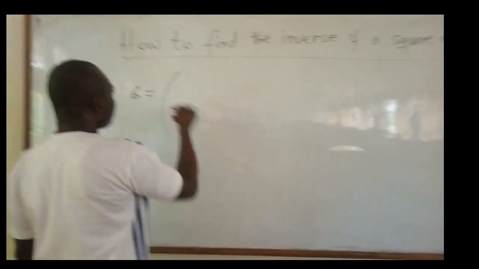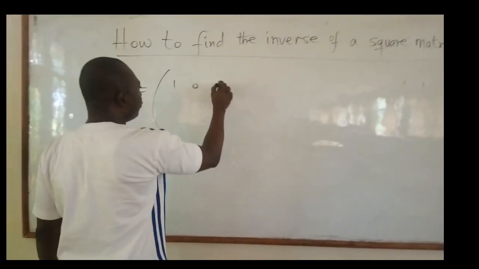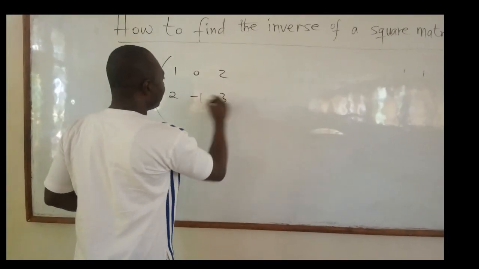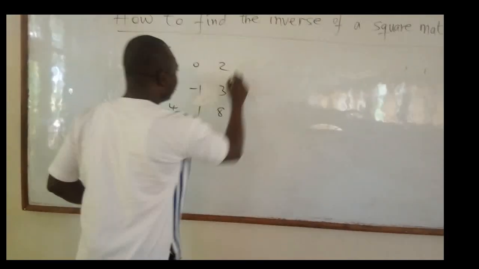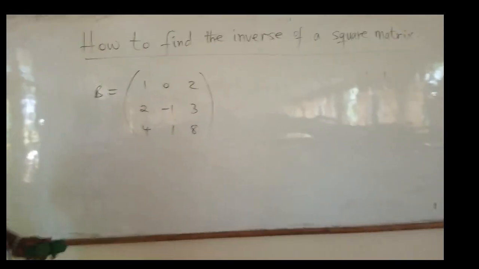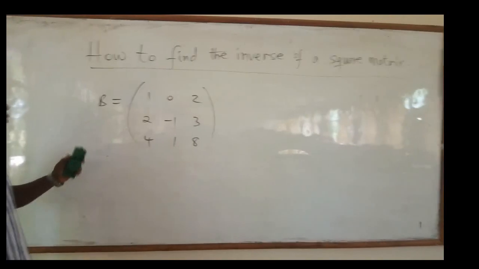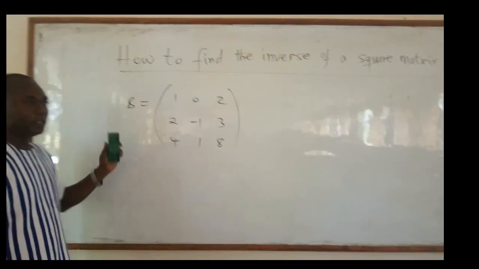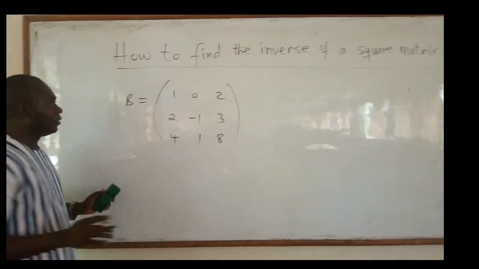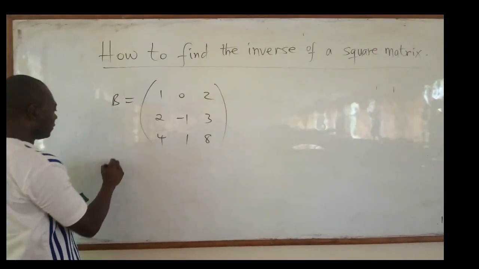For example, let me pick any matrix at all, maybe matrix B, which is equal to 1, 0, 2, 2, negative 1, 3, 4, 1, 8. Let's assume that I have been asked to find the inverse of this matrix. So the first thing to do is to find the determinant, because if the determinant is 0, you don't have to go ahead to find the inverse. So let's find the determinant.